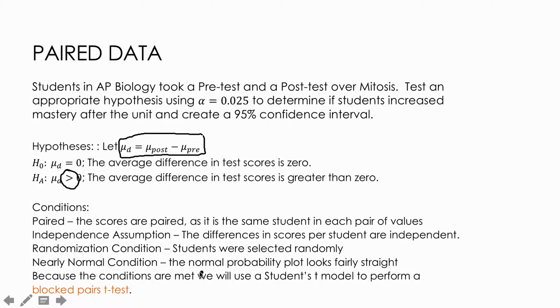Because the conditions are met, we'll use a student's t-model and a blocked pairs t-test. Now, why is it blocked instead of matched? Because there was a treatment. The treatment was that they learned in the unit. So either via a teacher or videos or reading or something, but there was some sort of treatment that was involved between the pre-test and the post-test.